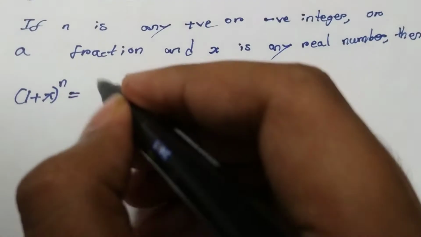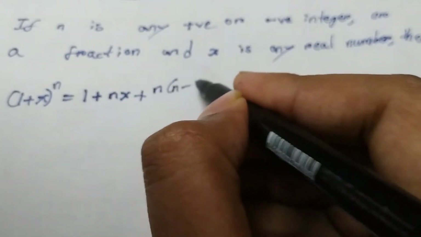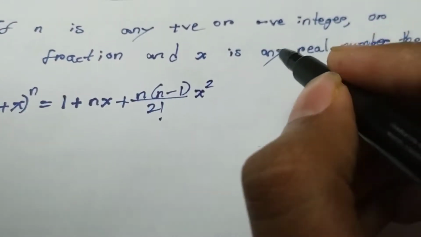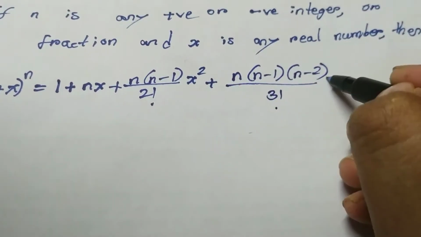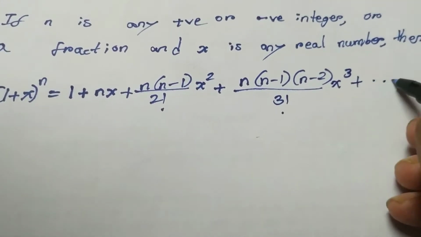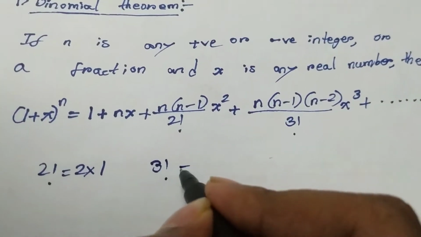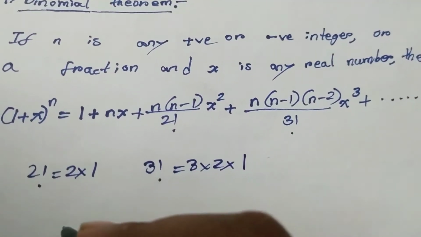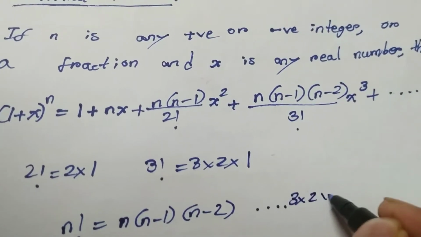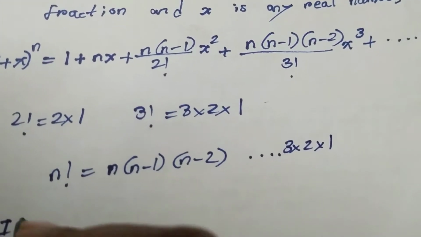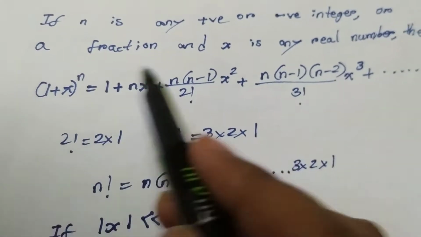This can be expanded as a series according to the binomial theorem, which is given as 1 plus nx plus n into (n minus 1) by 2 factorial into x square, plus n into (n minus 1) into (n minus 2) divided by 3 factorial into x cube, and so on, where we know that 2 factorial equals 2 into 1, 3 factorial equals 3 into 2 into 1. In general, n factorial is equal to n into (n minus 1) into (n minus 2) up to 3 into 2 into 1.